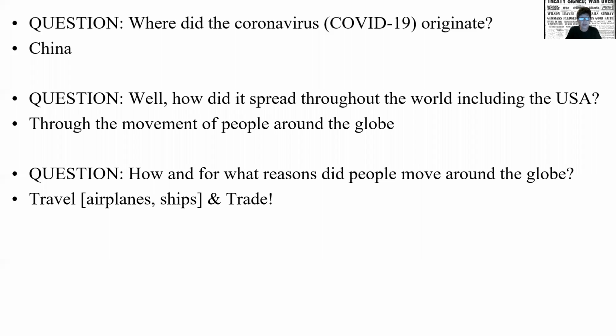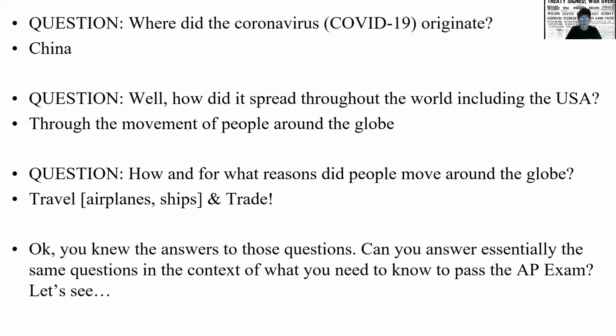Technology such as airplanes and faster ships. Airplanes don't come until the 20th century, so they're not going to be tested. But steamships from 1750 to 1900 sped up immigration to the United States. And another major reason is trade. You knew this stuff. So can you answer essentially the same questions in the context of what you need to know to pass the AP exam?